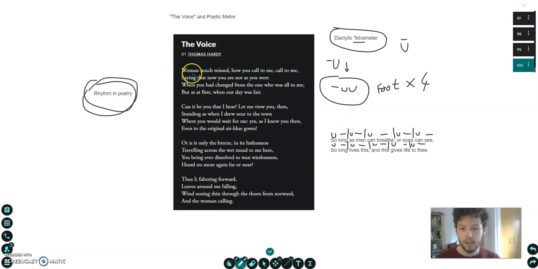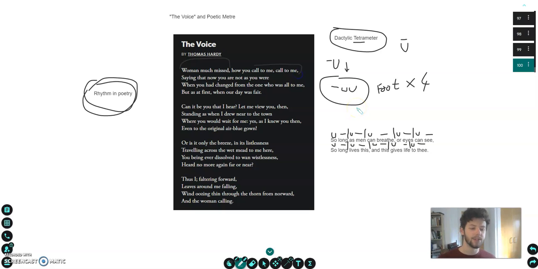Tetra means 4, and dactyl simply means one of these stressed syllables followed by 2 unstressed syllables. So if we look at this first line, woman much missed how you call to me, we can see that. And besides, this is a good way of showing you how metre works in a technical sense. But besides that, let's think about the effect that this creates. As we can see here, there's a number of things going on. There's the alliteration of M in these first 3 words, and there's the repetition of call to me.